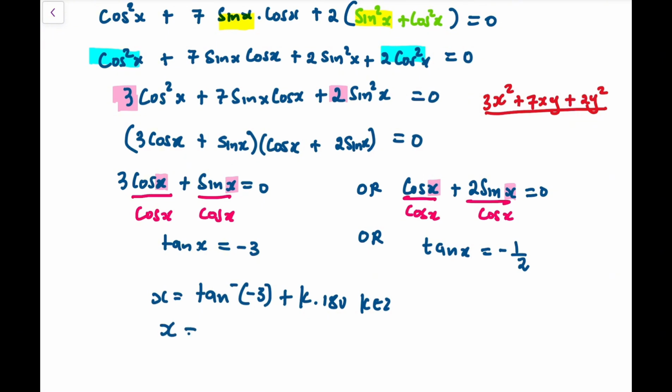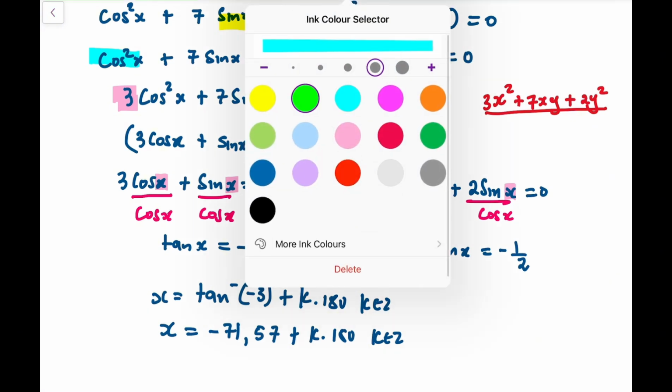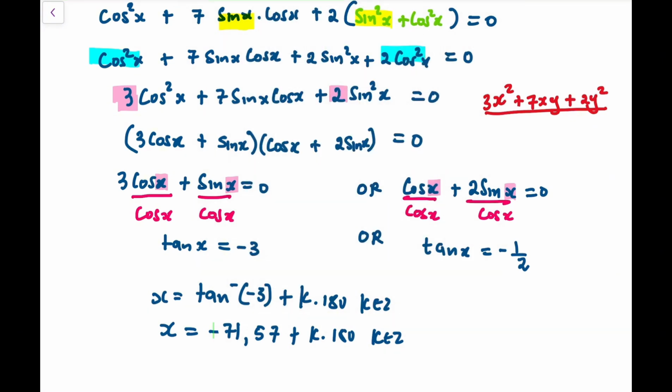So you are going to have x is equal to, now what is arctan of negative 3? On the calculator, we are going to get negative 71,5 and then plus k multiplied by 180, where k is an element of integers. And this is your solution.